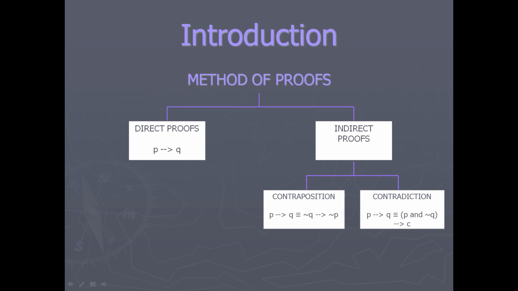So the methods of proof basically has two divisions, that is direct proofs and indirect proofs. And indirect proofs are further divided into contraposition and contradiction. I will be presenting the topic direct proofs over here. So direct proofs can symbolically be represented as P implies Q, that is if P then Q.